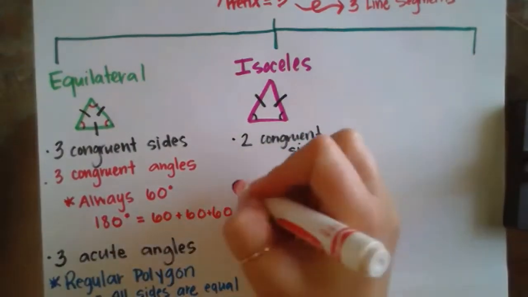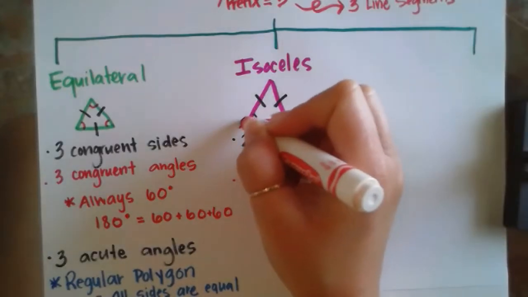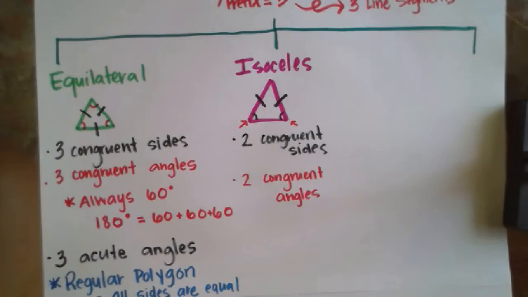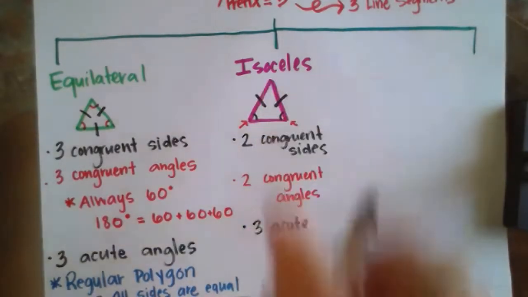This is a little bit different than our equilateral triangle. Finally, we're going to label all 3 of these angles also as acute angles. They all measure less than 90 degrees.